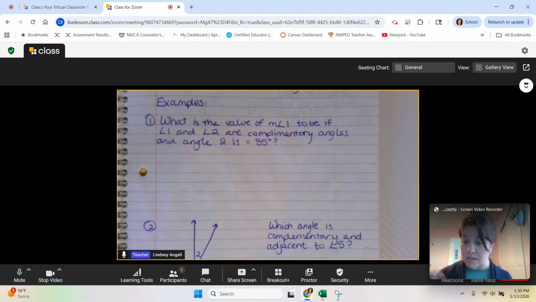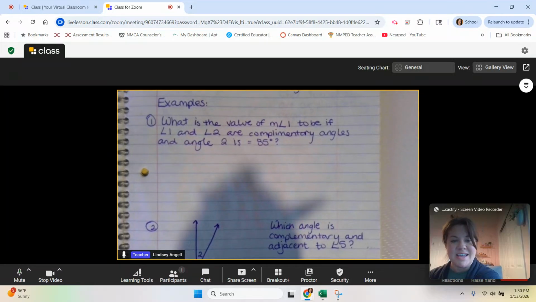So 90 degrees, also known as a right angle, right? Those are the same thing. And I always think of complementary as in a compliment, like, oh, you're such a nice angle. Because 90 degrees is one of the most recognizable ones. I don't know why, but that's always how I remember that one. So maybe it'll work for you too.